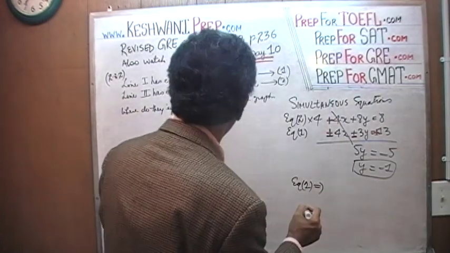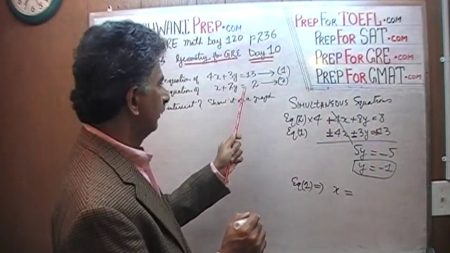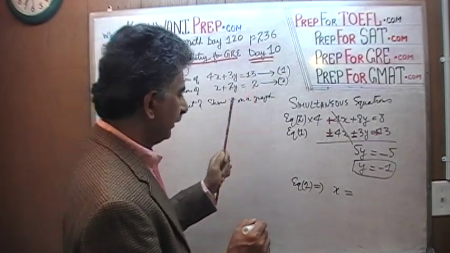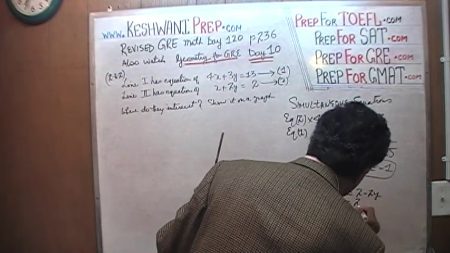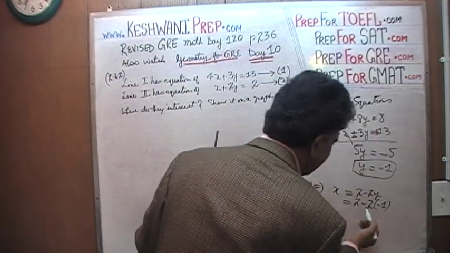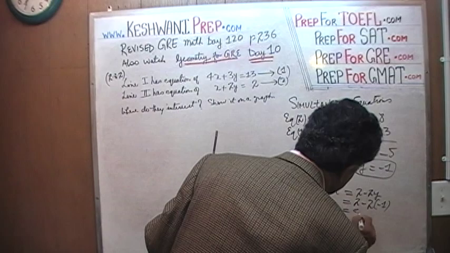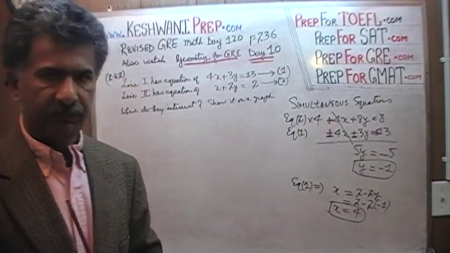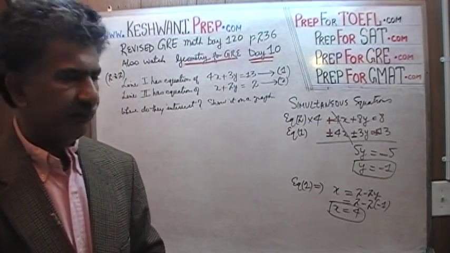implies that x equals, if we subtract 2y from both sides, 2 minus 2y. That's 2 minus 2 times y, which is negative 1, and negative 2 times negative 1 is positive 2, so it's just 4. There you go. We just found their point of intersection. Their point of intersection is where x equals 4 and y equals negative 1.